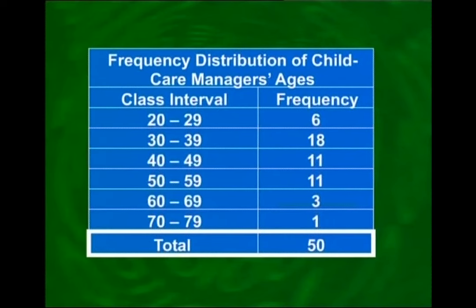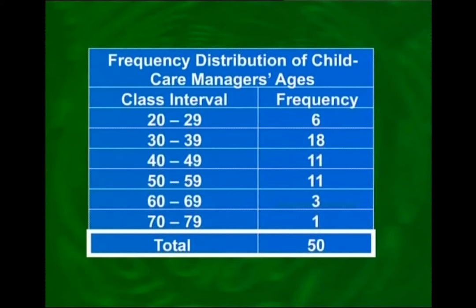Let us consolidate all these ideas by considering the frequency distribution of the ages of the managers of child care centers. The class intervals were 20 to 29, 30 to 39, 40 to 49, and so on. And the frequencies were 6, 18, 11, and so on.